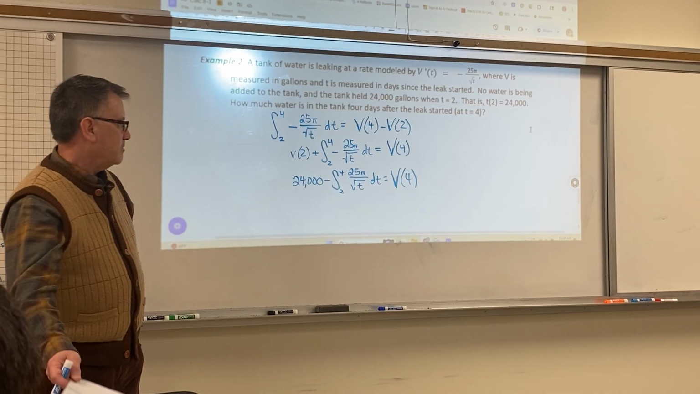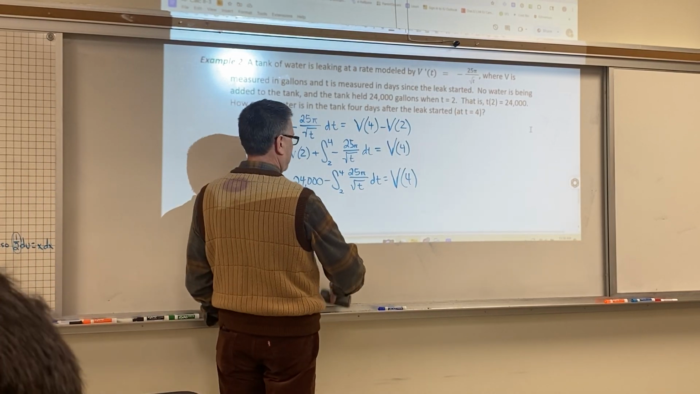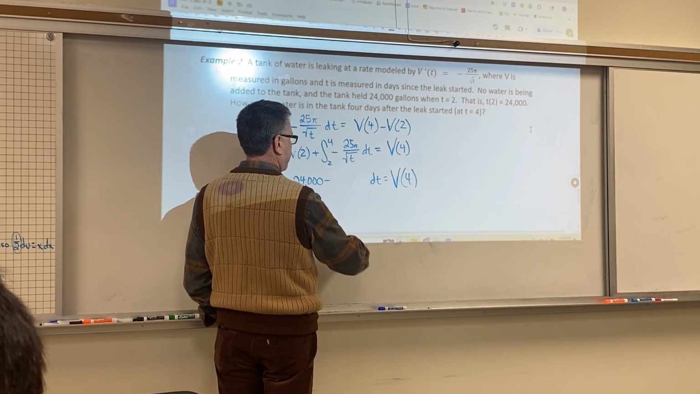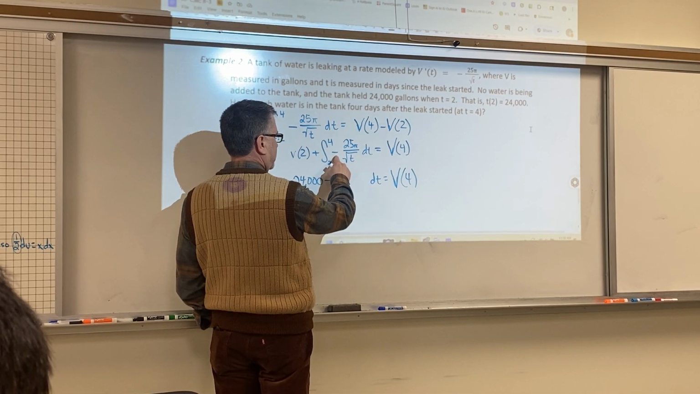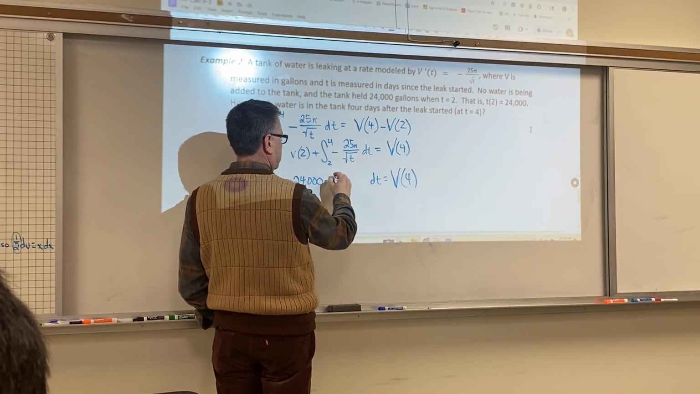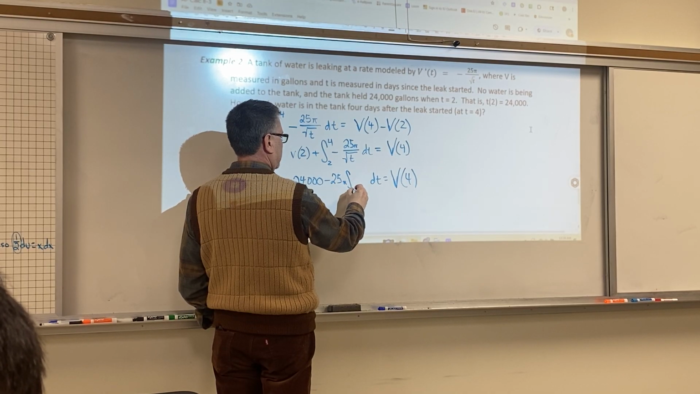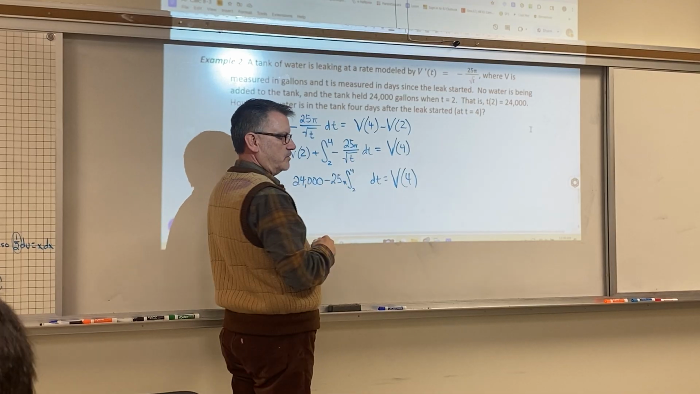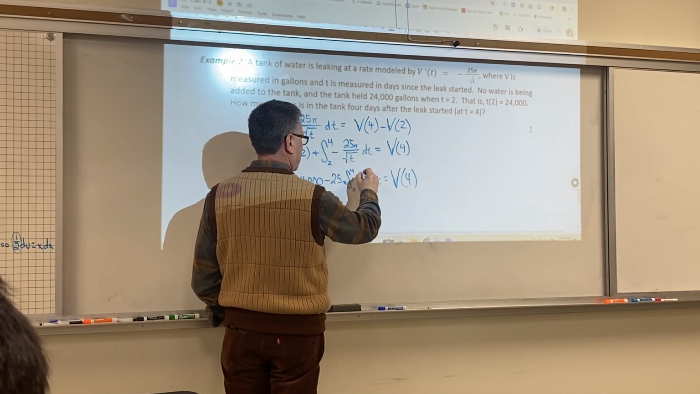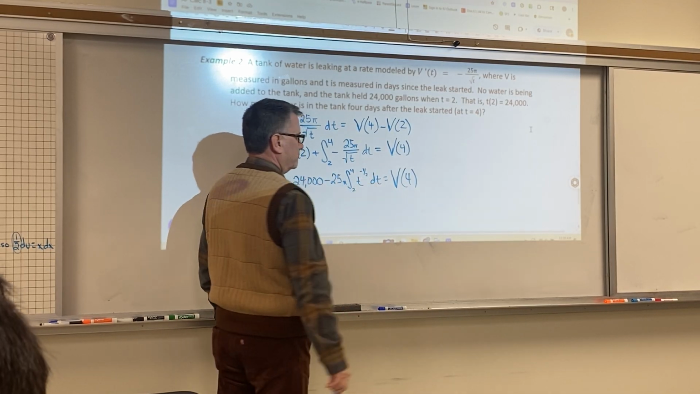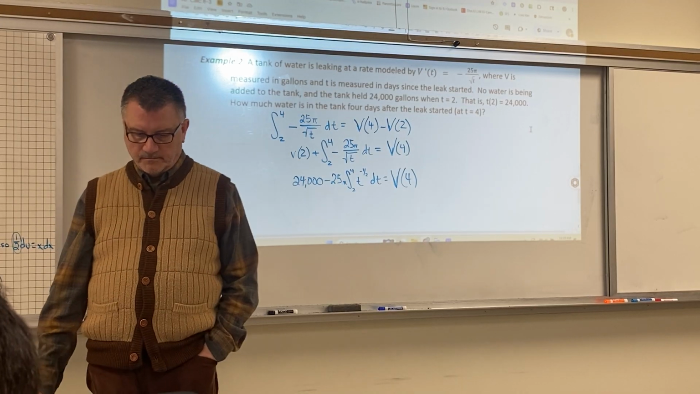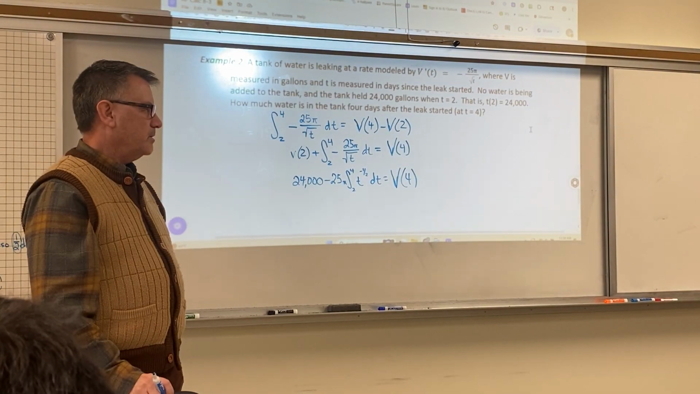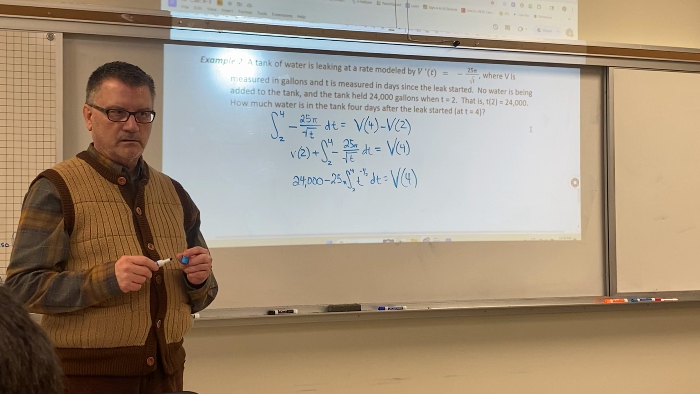Hey, you could even make it easier. Not only pull the negative out, that's a constant, 25 pi. And then I have the integral from 2 to 4 of 1 over square root of t, if you wanted to. But you get the same.